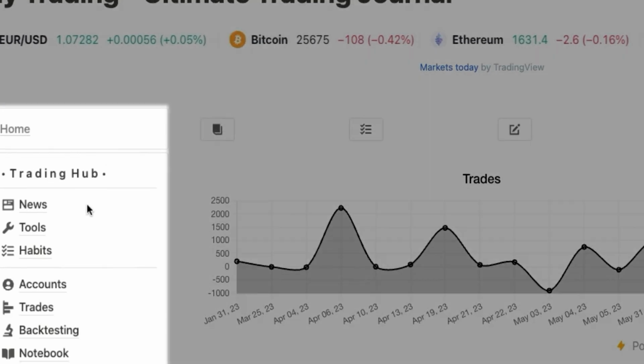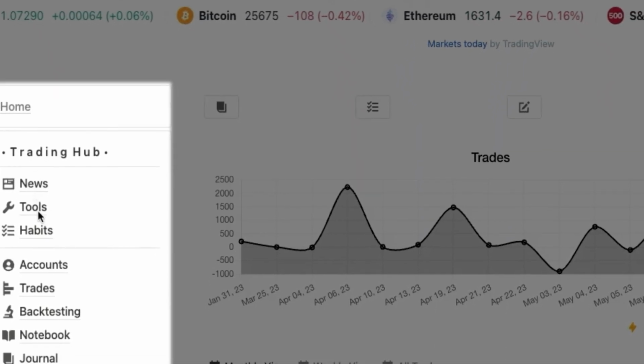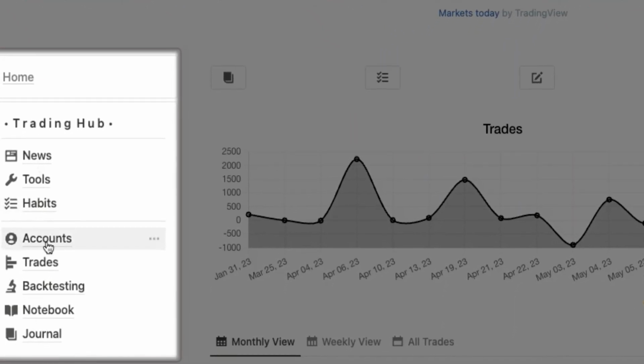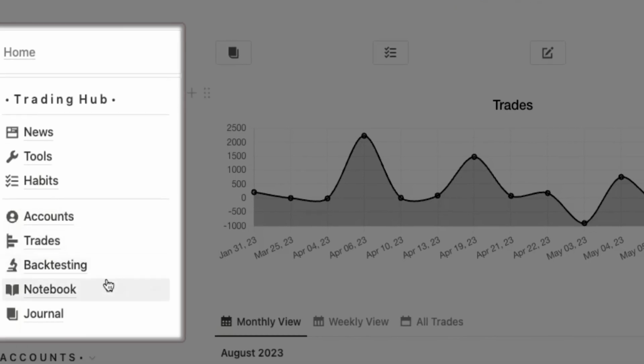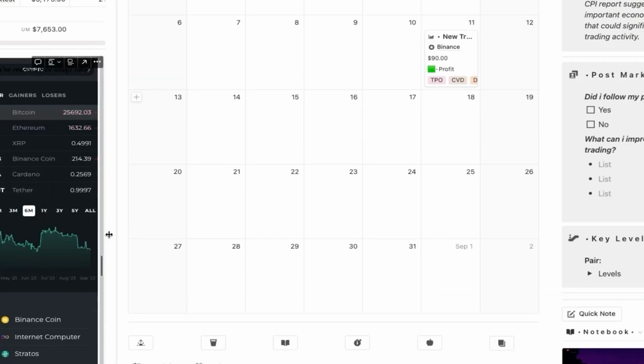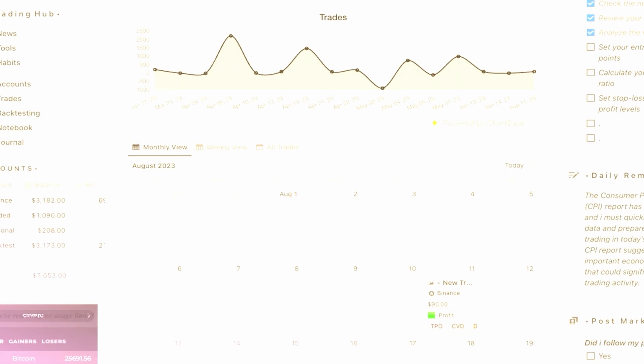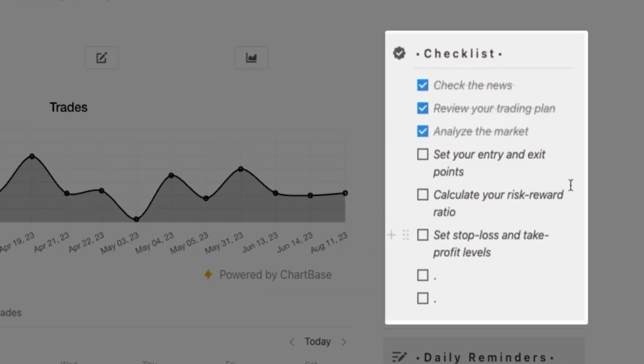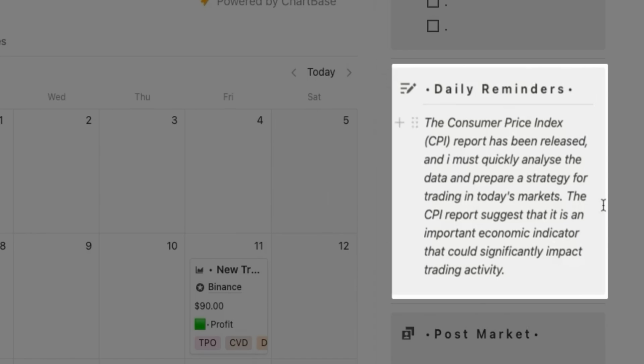Here on the left, you'll find all of the main tabs. We've got our news tab, our tools, our habits, our accounts tab, trades, backtesting notebook, journal. You got a little account module here, another little market module here. On the right-hand side, really cool feature is the daily checklist. We also have daily reminders. All of these modules are completely customizable to exactly what suits your style.